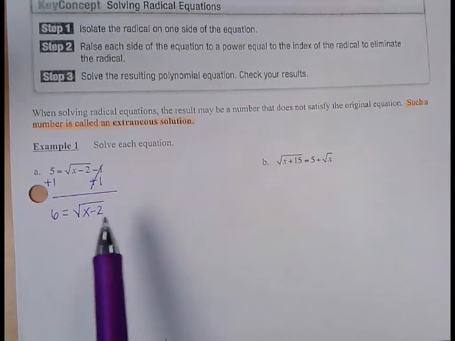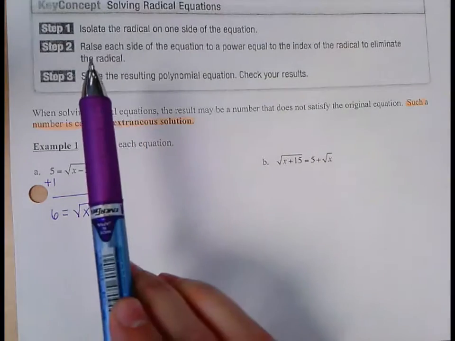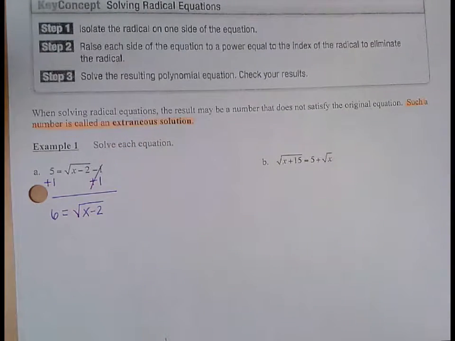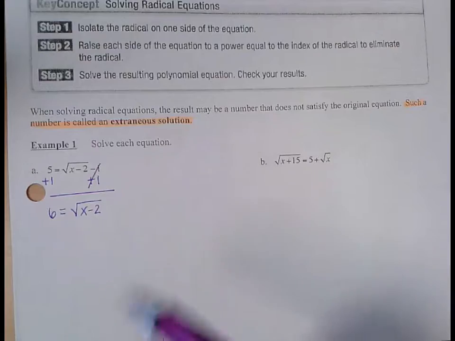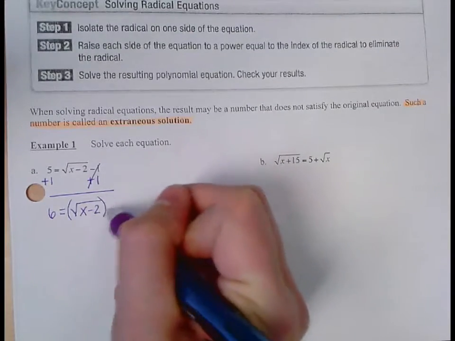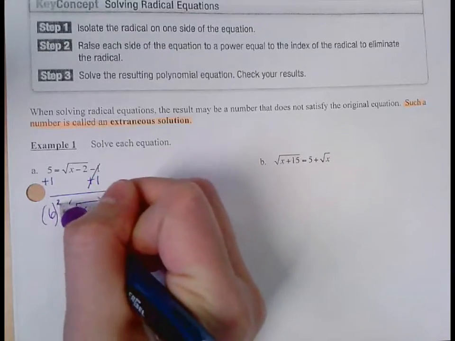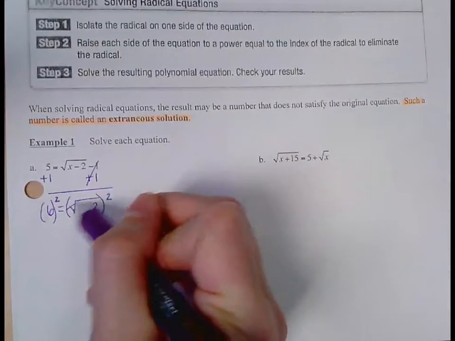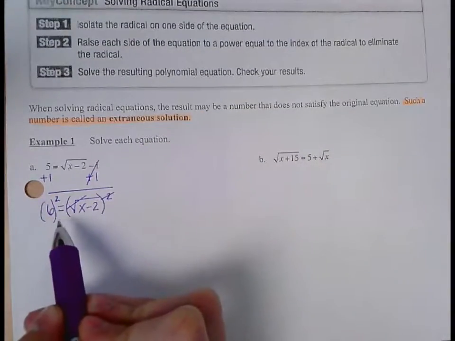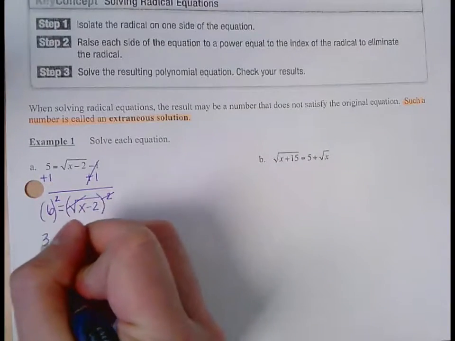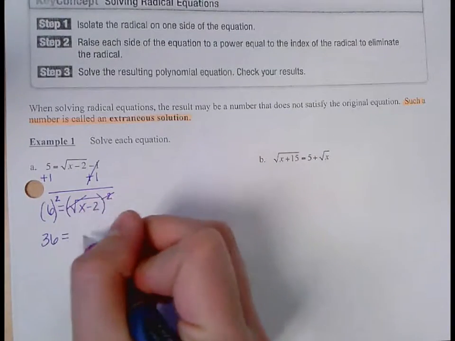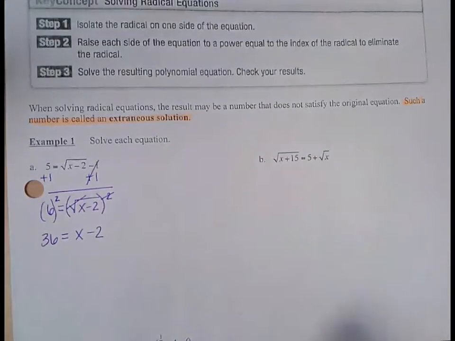Once you have the radical on one side by itself, the second step is to raise each side of the equation to a power equal to the index of the radical to eliminate the radical. So to get rid of a square root, we have to square, or raise each side to the second power. Square both sides, and that will cancel out the square root on the right. So on the left, we would have 6 squared, which is 36, equals, on the right side, we now just have x minus 2.